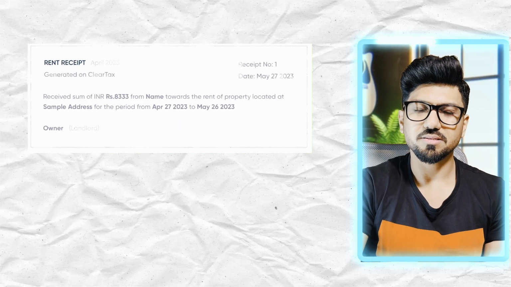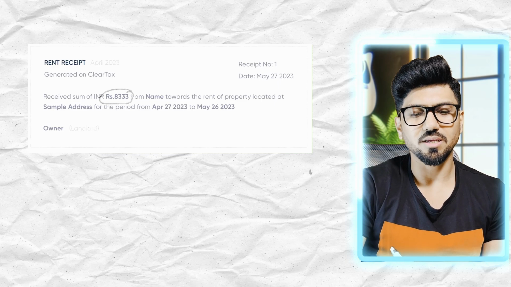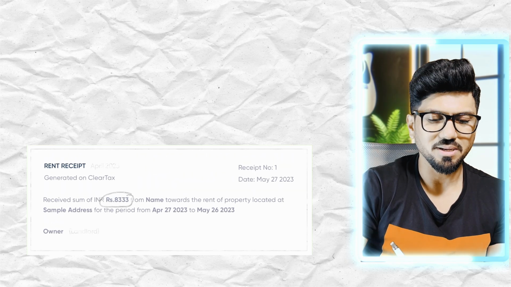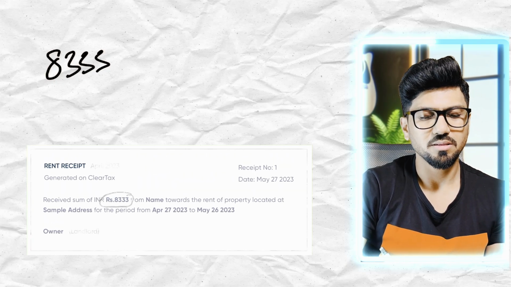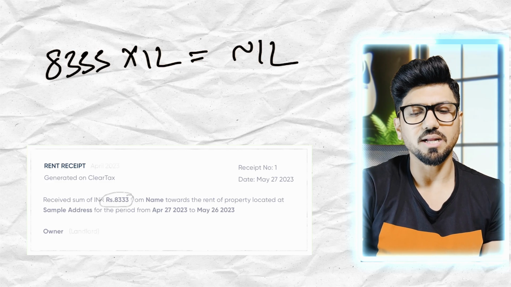So, your rent receipt would look something like this. A monthly rent of 8,333. You didn't have to provide the landlord PAN because it is less than 1 lakh. Simple maths, 8,333 per month, 12 months equal to approximately 1 lakh. So you don't have to provide the landlord's PAN.